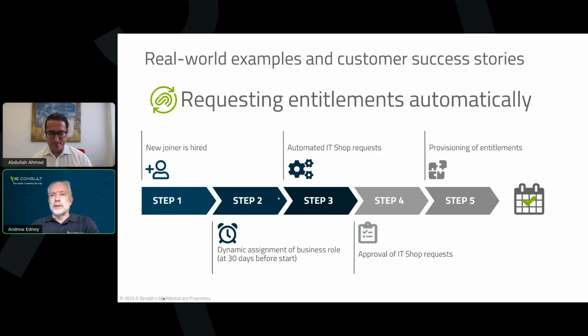So once they get to the 30 days, a back-end configuration kicks in and it generates IT Shop requests on behalf of that person. So although they've not started yet, they're still known by the system, and it can then put together the appropriate things to request, submit them on their behalf, and it goes into the approval workflows.